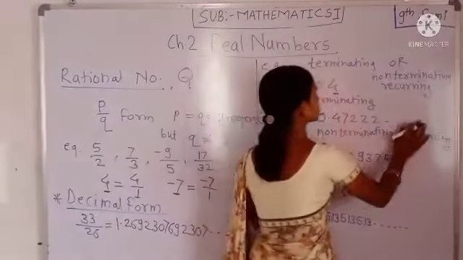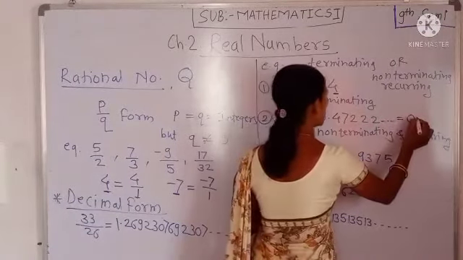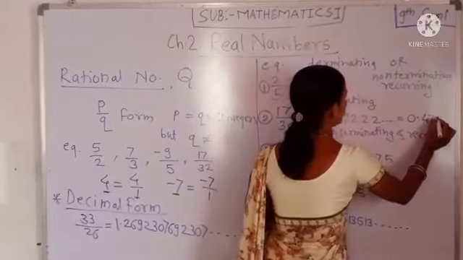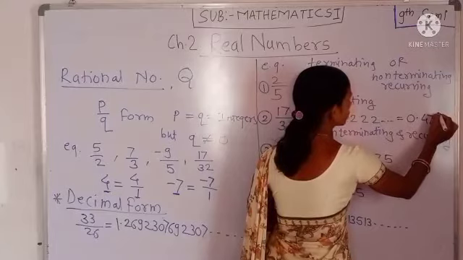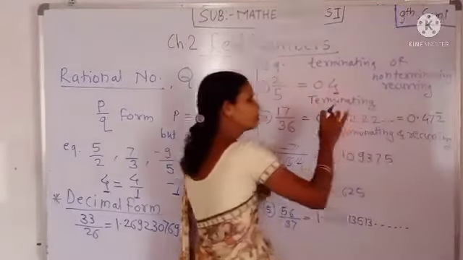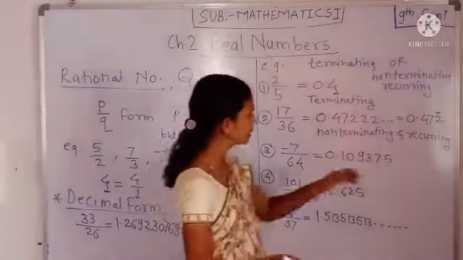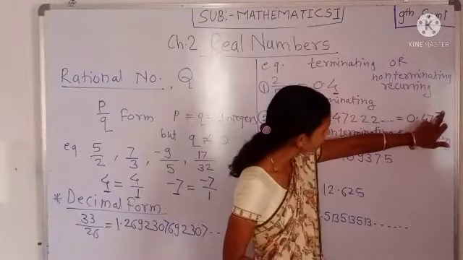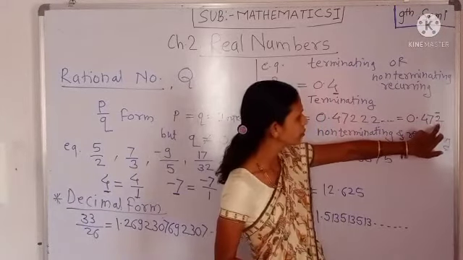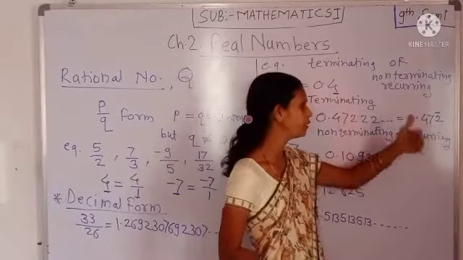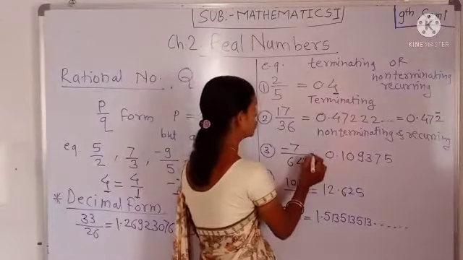Therefore this decimal form of the rational number can be written like this: 0.47, the number which is repeated is written once, and a dot or bar is used above that number. That means that bar or dot indicates that the decimal digit 2 gets repeated many times.